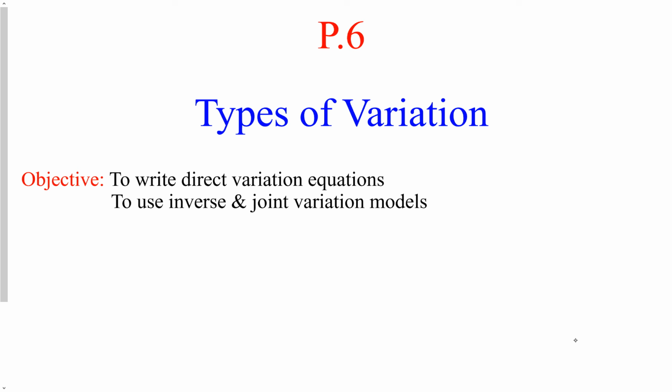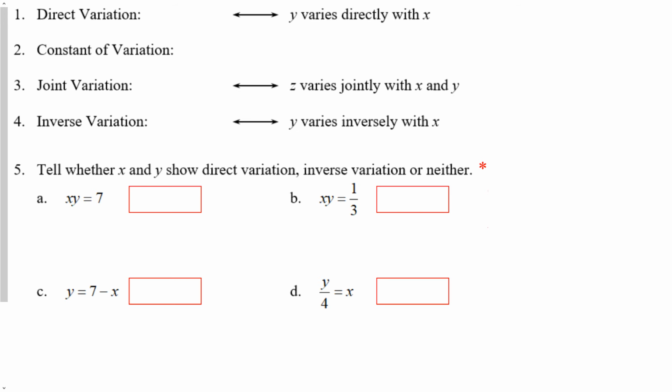P.6 Types of Variation. In this section, we will write direct variation equations and also use inverse and joint variation models. Now, the key to being successful with these types of variation problems is knowing and being able to recall what the general equation for each type of variation looks like. This will be how you'll start every problem that you'll have to do.